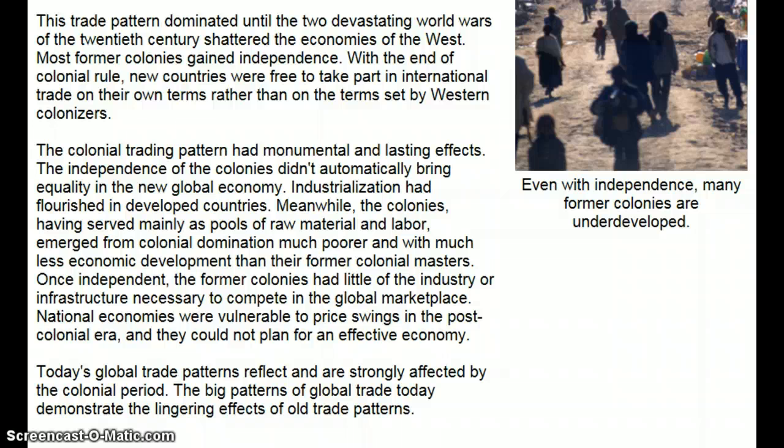The independence of the colonies didn't automatically bring equality in the new global economy. Industrialization had flourished in developed countries. Meanwhile, the colonies, having served mainly as pools of raw material and labor, emerged from colonial domination much poorer and with much less economic development than their former colonial masters. Once independent, the former colonies had little of the industry or infrastructure necessary to compete in the global marketplace. National economies were vulnerable to price swings in the post-colonial era, and they could not plan for an effective economy.